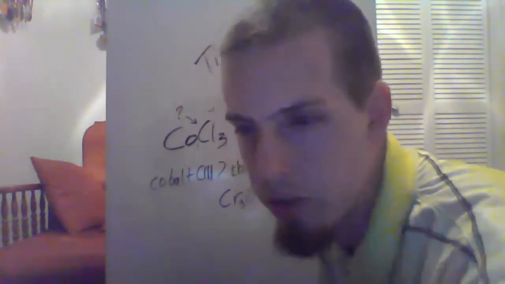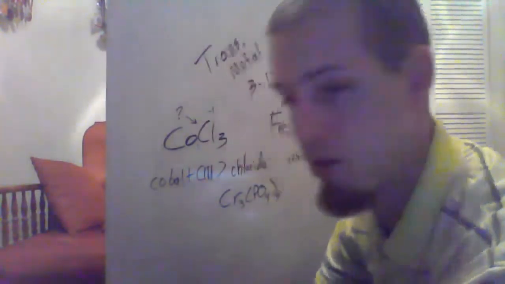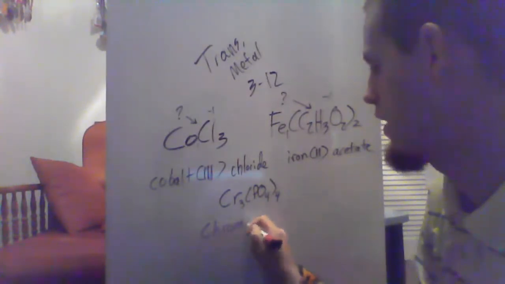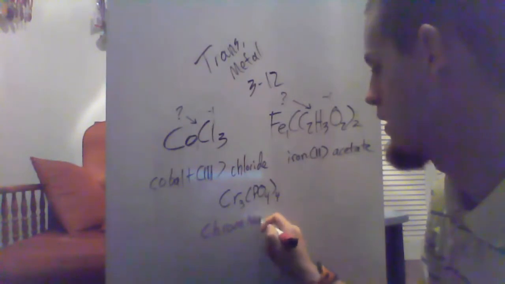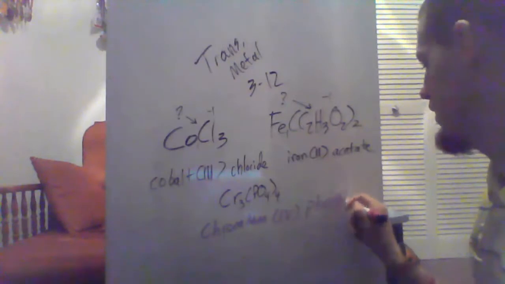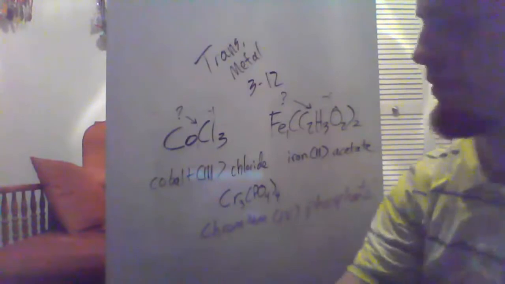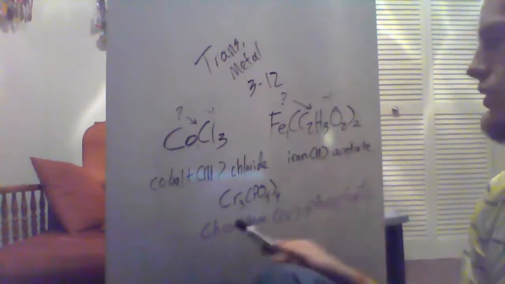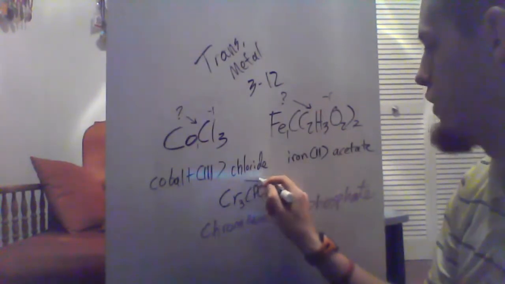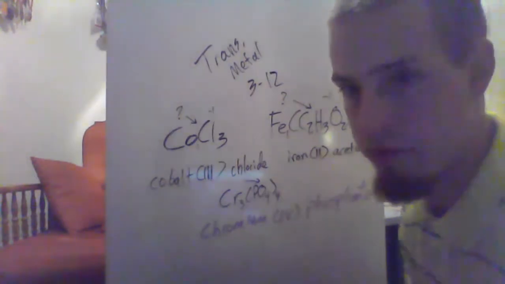So it looks like you guys are saying the same thing, as you can see. Chromium 4 phosphate. And I am here to tell you that is correct. Chromium, got that 4 charge from there with the crisscross. Phosphate is minus 3, which is where that 3 came from. It is chromium 4 phosphate.